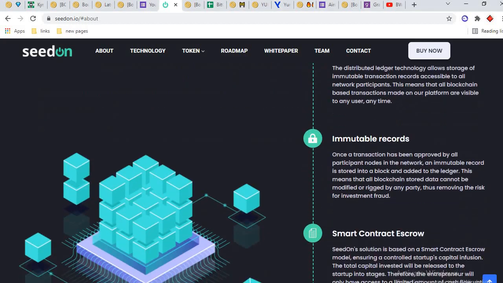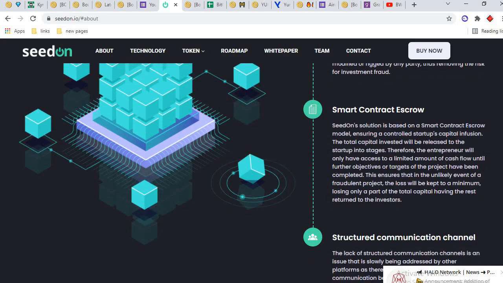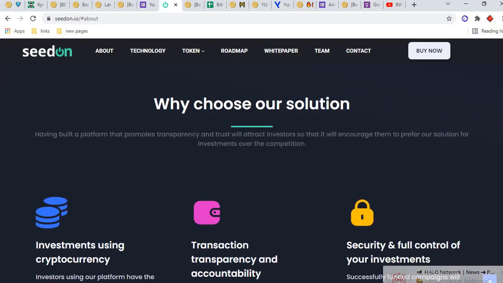And this is the detail of the immutable record. Once the transaction has been approved by all participant nodes in the network, an immutable record is stored into a block and added to the ledger. This means that all blockchain-stored data cannot be modified or reached by any party, thus removing the risk of investment fraud. And there are the smart contract escrow detail and the structured communication channel detail.